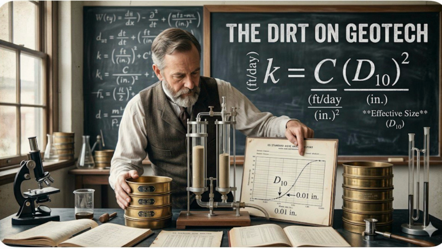Hazen's breakthrough came while he was working for the Massachusetts State Board of Health, specifically focusing on water filtration. He realized that the speed at which water flows through sand, the hydraulic conductivity K, wasn't just random. It was deeply tied to the size of the grains. He observed that the smaller particles in a soil sample had a disproportionate effect on flow because they choked the pore spaces. This led him to define the effective size, or D10, which represents the grain diameter where 10% of the sample is finer by weight.